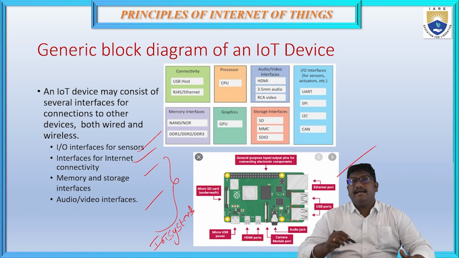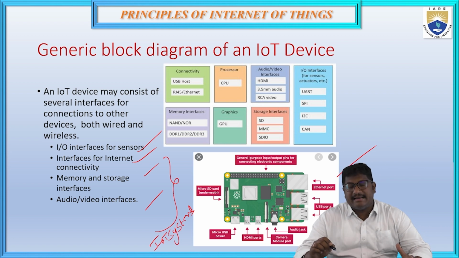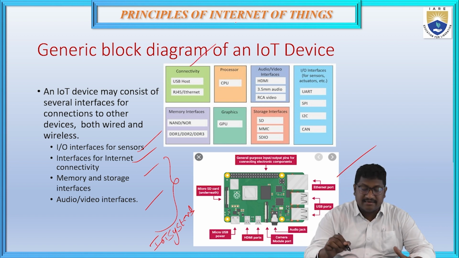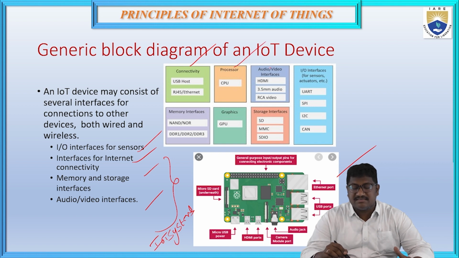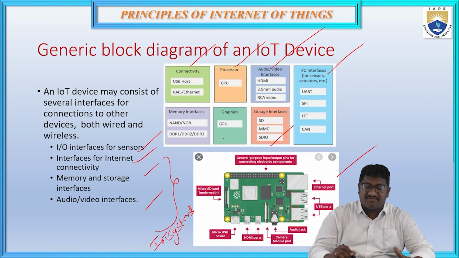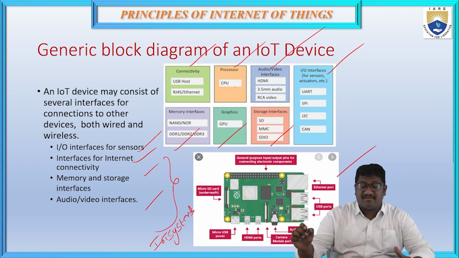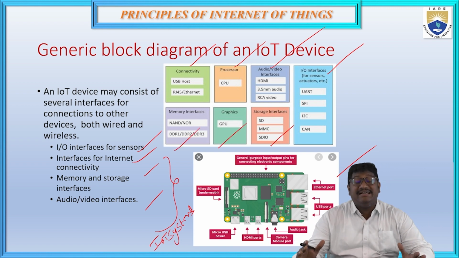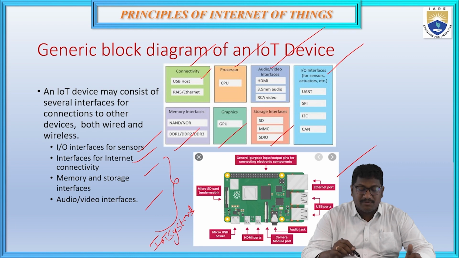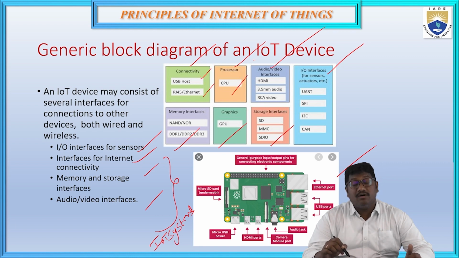See here, it was shown to you in a diagrammatic representation. Connectivity interfaces, processor interfaces, audio video interfaces, I/O interfaces, storage interfaces, graphic interfaces, memory interfaces. Like this, multiple interfaces are required in a particular IoT system. See the connectivity: we are having USB host, RJ45. If you go for the processor interface, CPU. If you go for the audio video interface, HDMI port, 3.5 audio jack, RCA video.